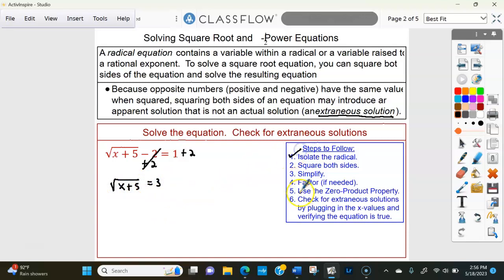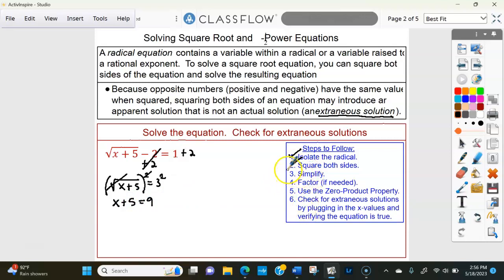That's step 1. Step 2 is going to be to square both sides. Now we square both sides because we want to get rid of the radical. And how to get rid of the radical is by squaring. So we square and then square here as well. The exponent is going to cancel the radical, and we end up with x plus 5 is equal to 9. That is step 2. Step 3 is to simplify.